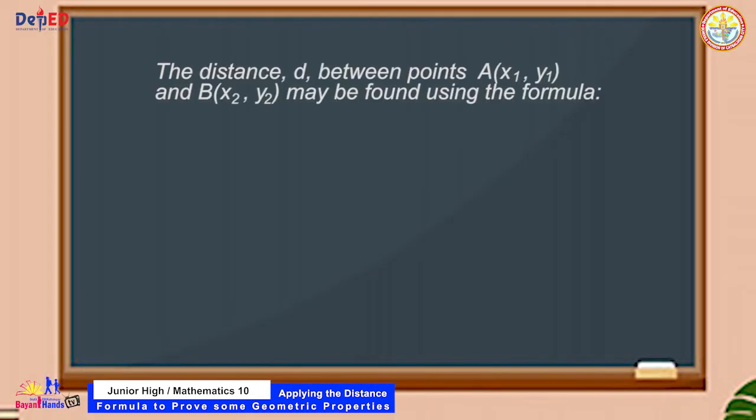The distance d between points A, (x sub 1, y sub 1), and B, (x sub 2, y sub 2), may be found using the formula d is equal to the square root of the square of the quantity x sub 2 minus x sub 1 plus the square of the quantity y sub 2 minus y sub 1.